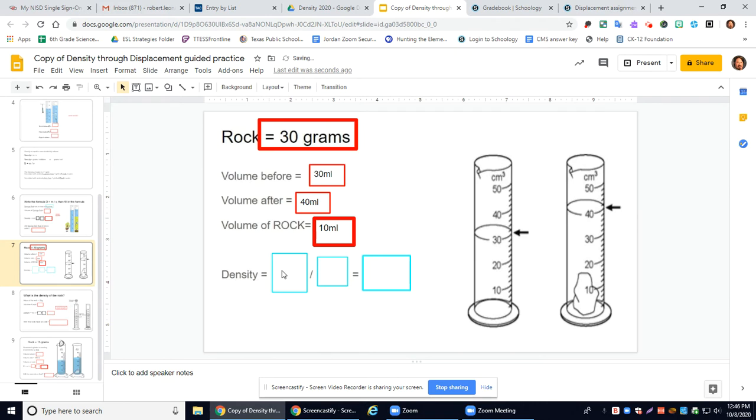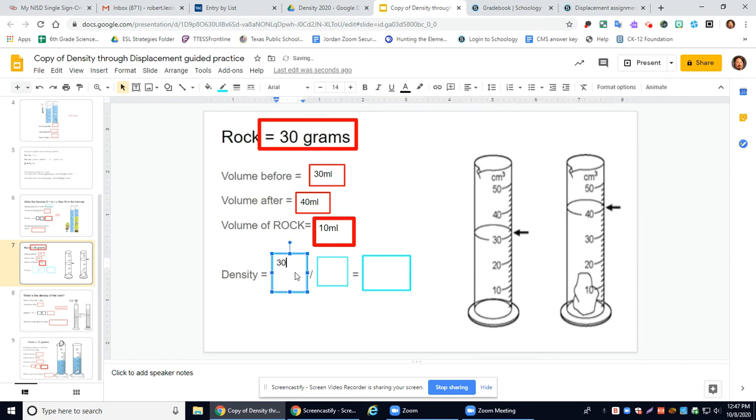Okay, so density is equal to mass divided by volume. My mass is up here, it's 30 grams. And my volume was what we just solved for. It's 10 milliliters. 30 divided by 10 is, y'all have calculators? 3 grams per milliliter. That's the unit for density.